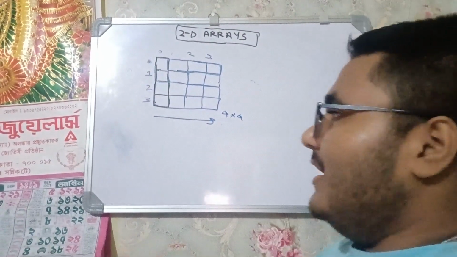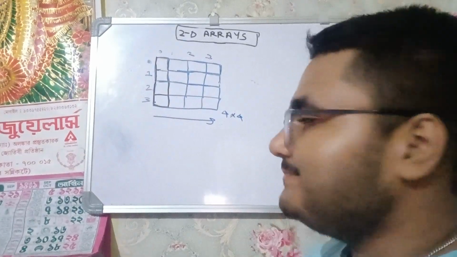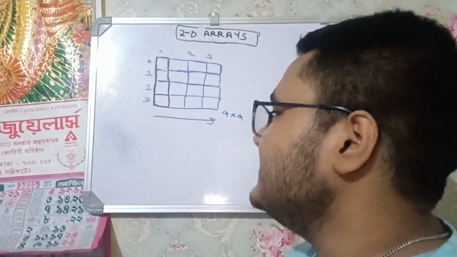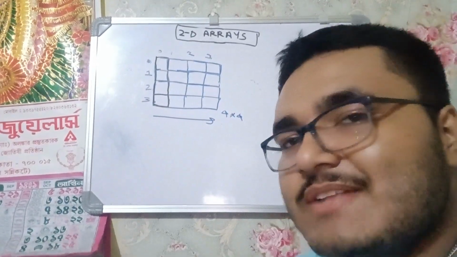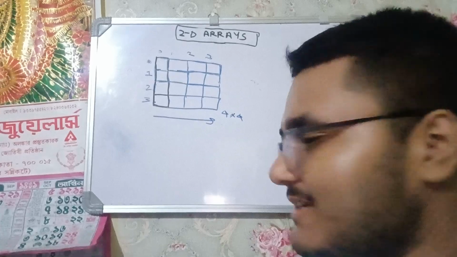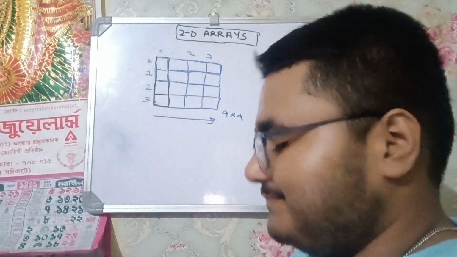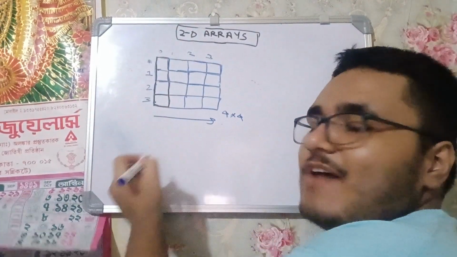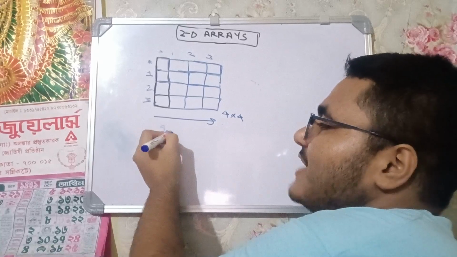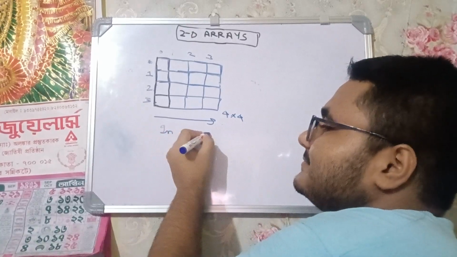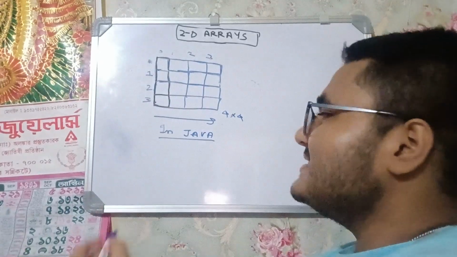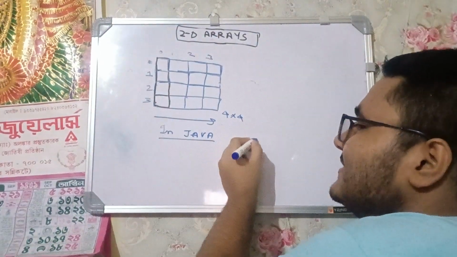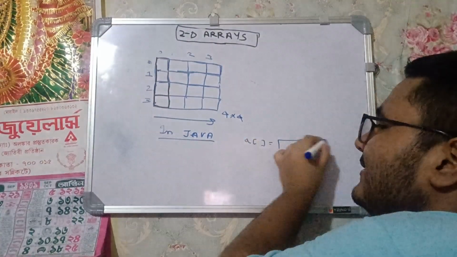Now, how to declare a 2D array? If I want to declare a 2D array, the syntax is very easy. Once you get it, you will be able to understand. In Java, see how we used to declare a single array, a 1D array. Say this was a 1D array.